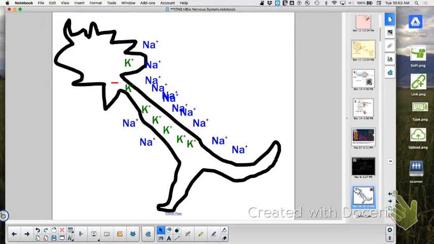We have more positive charges outside than we do positive charges inside. Why is that? Youngest bio buddy, explain that. Why more positives out than inside? Because, fill in the blanks, we pumped out what? 3 sodiums out and 2 potassiums in. So there's an unequal amount of positive charges between the outside and the inside. Which side is more positive? The outside.